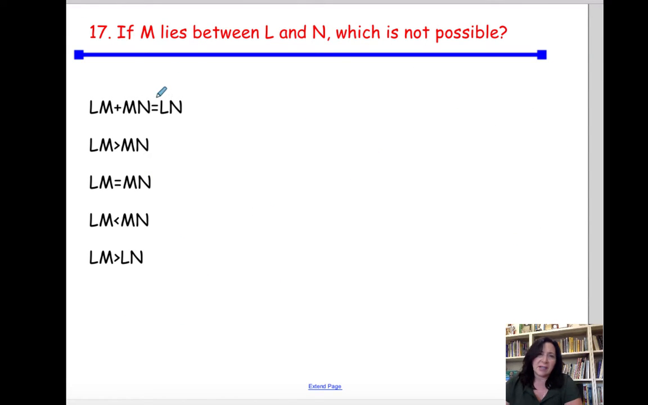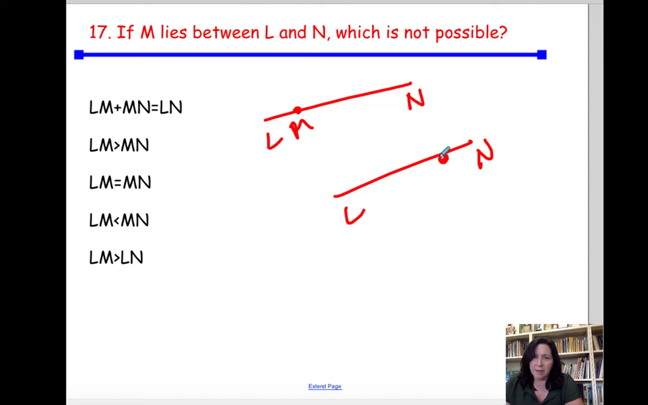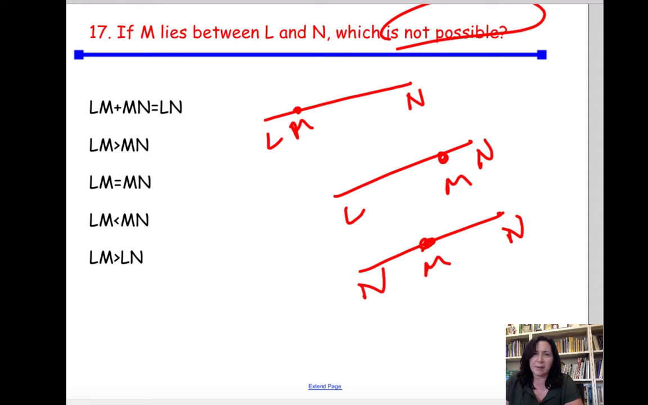The next question says, if M lies between L and N. So we know that M could be here. Here's L, here's N. I could have M over here, or I could actually have M in the middle. I'm asking you, which one is not possible? Well, we know that LM plus MN is equal to LN. True statement, so that's totally possible.